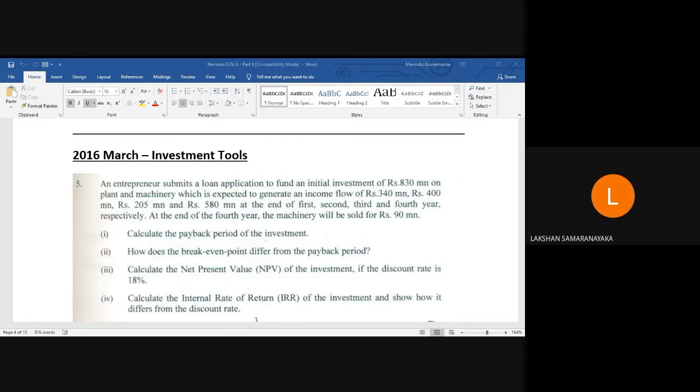Sir, for the fourth year, are we taking the residual value as well? Yes, the net cash flow in the fourth year is basically 580 plus the 90. Same for the NPV? Yes, sir, yes. Like payback, for NPV also we take it, because it's a cash inflow.